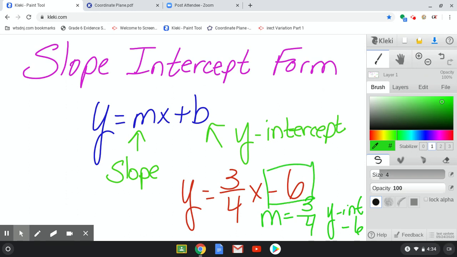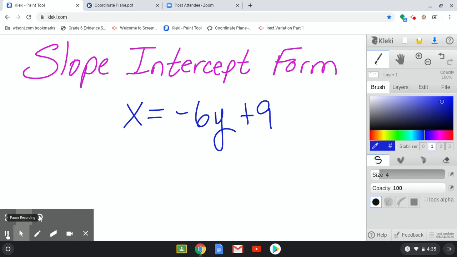All right, so now I'm going to give you an equation that's not in slope-intercept form, and I'm going to remind you how to convert it. Okay, so let's say I have this equation here, x is equal to -6y plus 9. So I need to get it into slope-intercept form. So my y has to be on one side, everything else has to be on the other. So the first thing I'm going to do is subtract this 9 to get it to the other side.